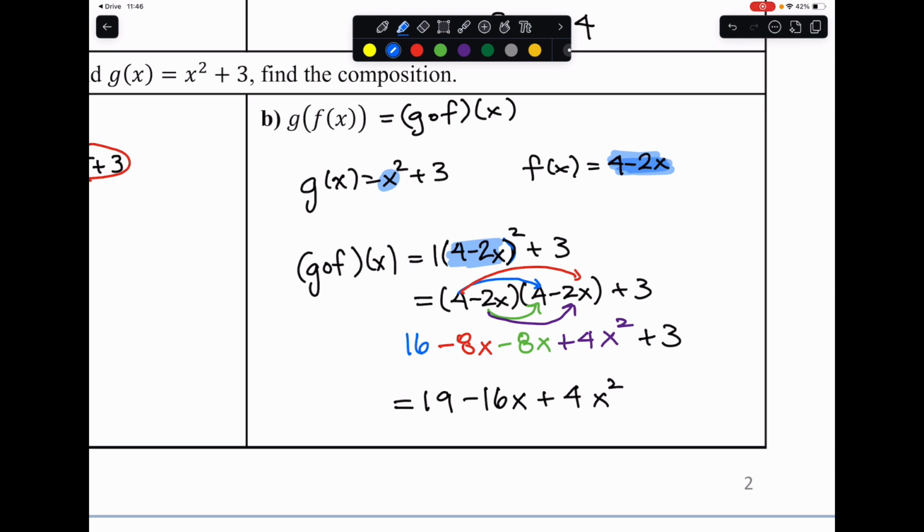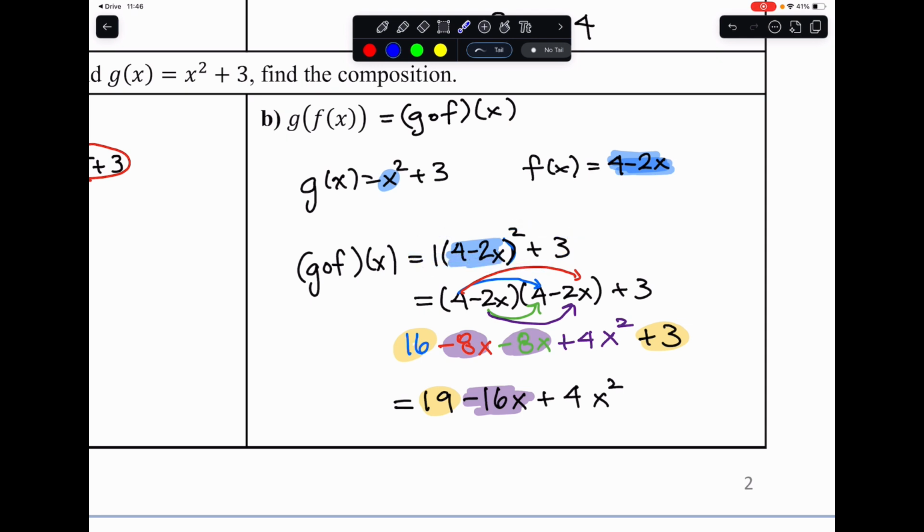And I like my colors, so let me highlight stuff. We have 16 and 3. That's how we got 19. These two terms are like terms. That's how we ended up with -16. And then, of course, the purple number didn't combine with anything, so I just simply brought that down. So this right here is your solution. This is, again, the simplified form of this composition up there.